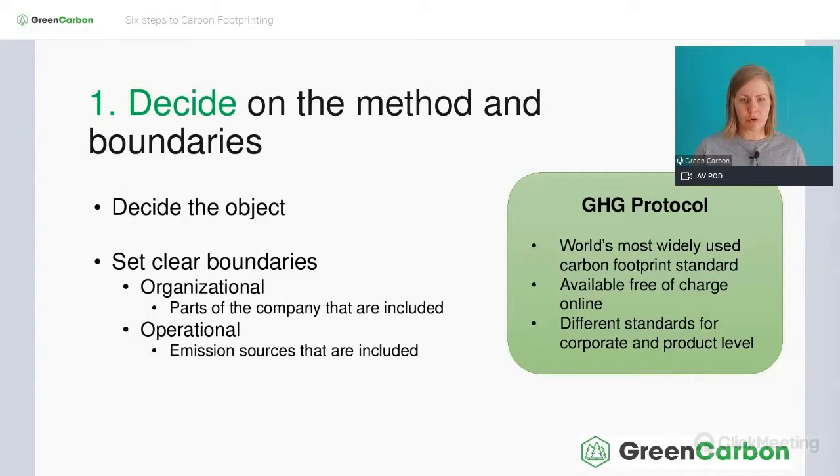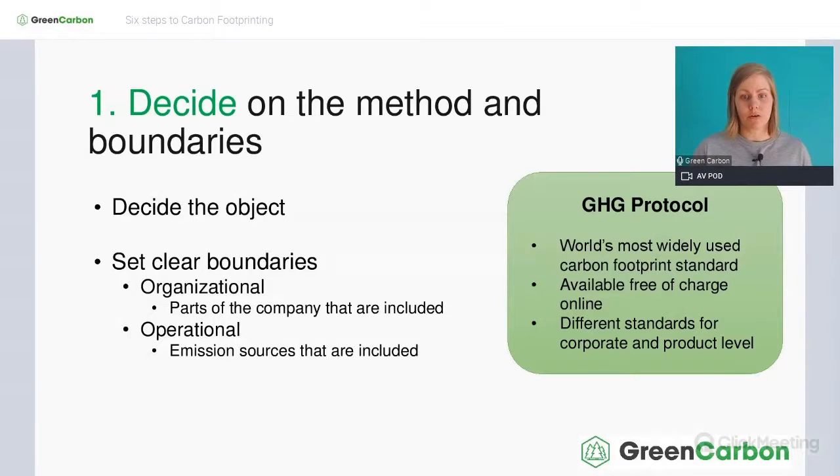In the case of a corporate carbon footprint, there are 2 kinds of boundaries that we have to think about. There are the organizational boundaries, and this is usually more important if you have a big company than if you have a small or medium-scale one. It means that if you own parts of other companies, or if you have subsidiaries or sister companies, then you have to decide whether you also include those emissions in your company's carbon footprint.